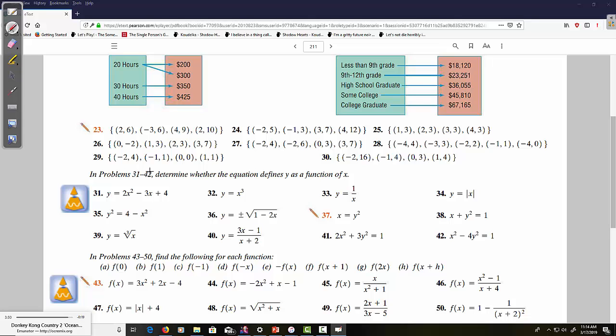You can scan down to see if you can find any more that aren't functions. This one looks fine. This one, -2, goes to both 4 and 6, so that's not a function. 28's not a function because -4 goes to 4 and 0. 30 looks fine. 29 looks fine. So 29 and 30 are both functions as well. So yeah. It's honestly a pretty easy process to tell from this kind of format whether you have a function or not.